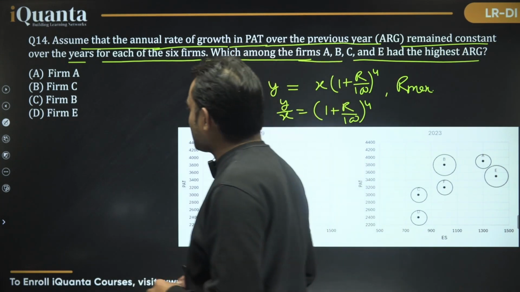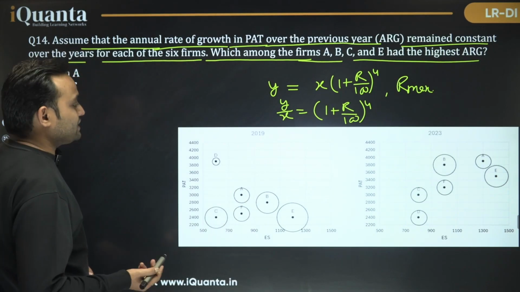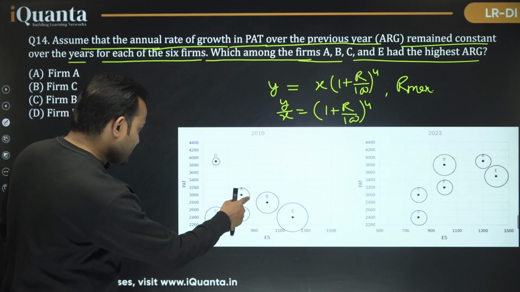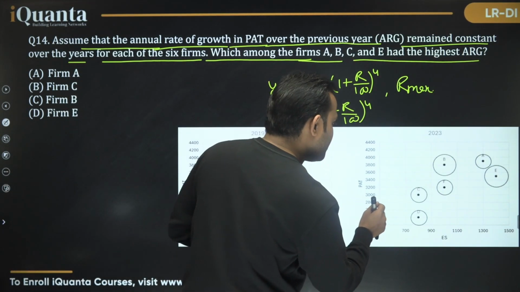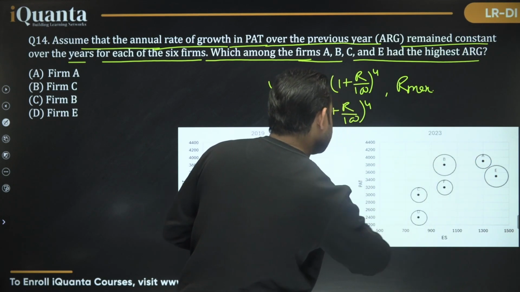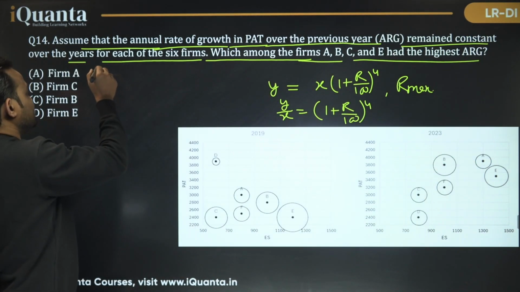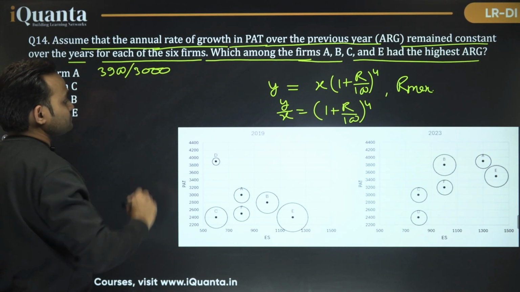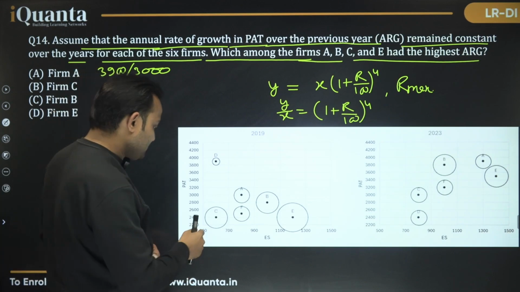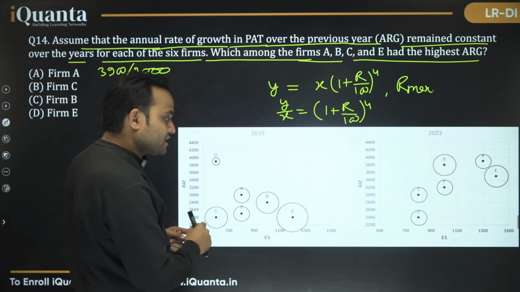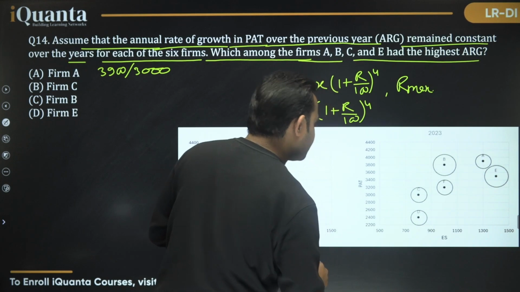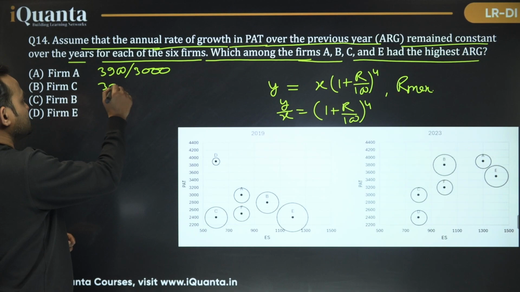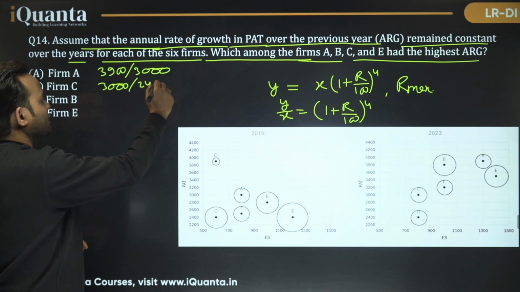Now if we try to calculate the final value and initial value in each case: firm A, this is 3000, and this is 3900. So 3900 divided by 3000. Then in case of firm C, in 2019 it is 2400, and in 2023 it's 3000. So 3000 and 2400.